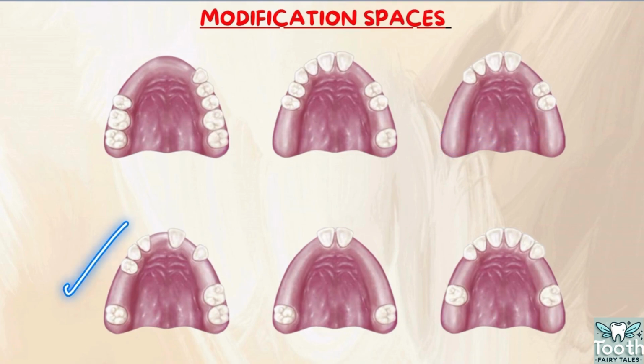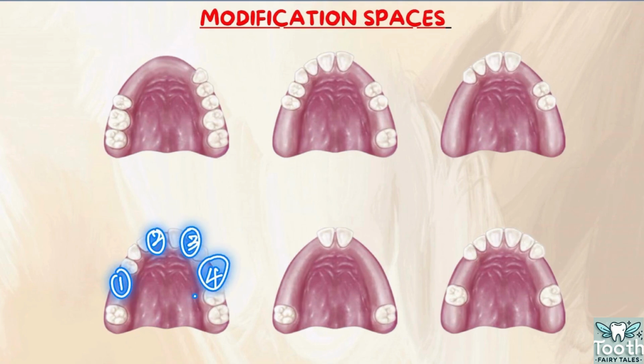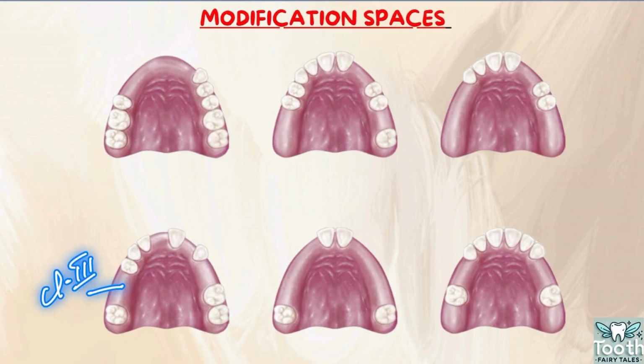And in this image, there are four edentulous areas. So out of these four, this is the posterior edentulous area. So this comes under class 3 division of Kennedy classification. So this becomes class 3 and modification 3.